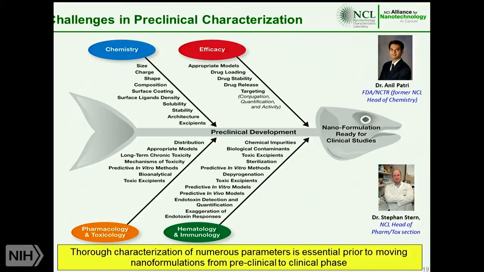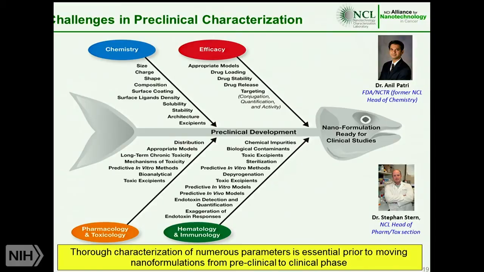So what you see on this slide are the factors that are critical to understand while transitioning nanotechnology concepts from bench to bedside. In chemistry, they include particle size, charge, shape, composition, surface coating, surface ligand density, solubility, stability, architecture, and excipients. For efficacy, it is important to use models that are appropriate for the certain type of nanoparticles. Drug loading is critical, drug stability is critical, drug release, as well as targeting.